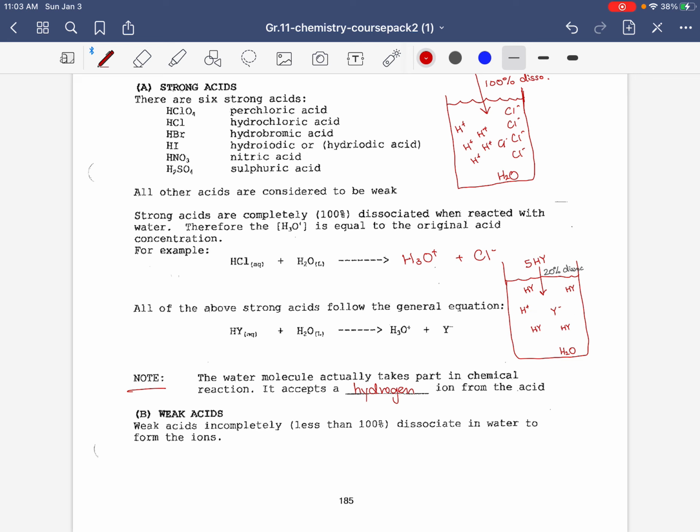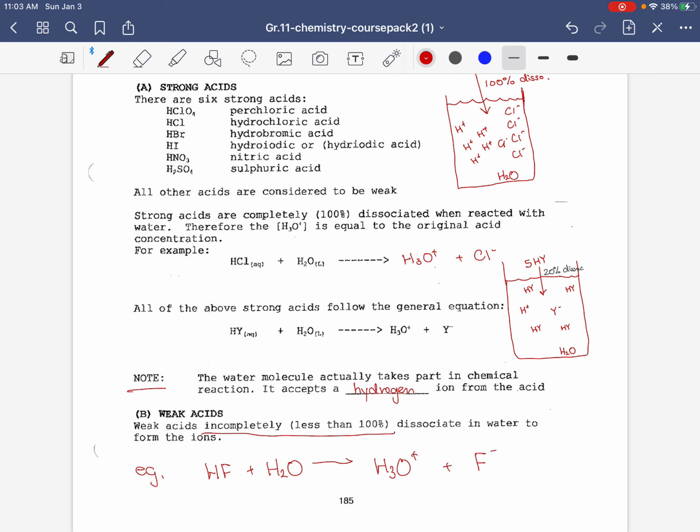Well, why does it dissociate incompletely? Let's do an example. This is an example of a weak acid. Let's not make it so complicated. HF is a weak acid, hydrofluoric acid. Hydrofluoric acid will react with water to create H3O+ and F-.